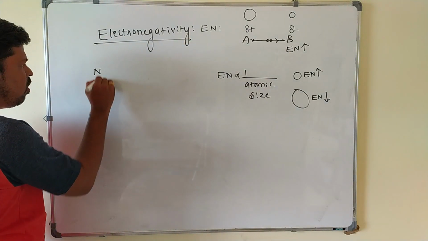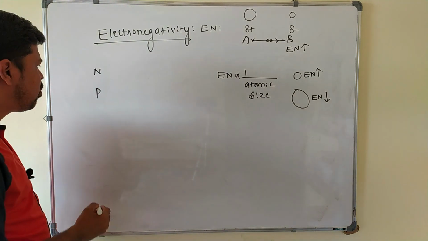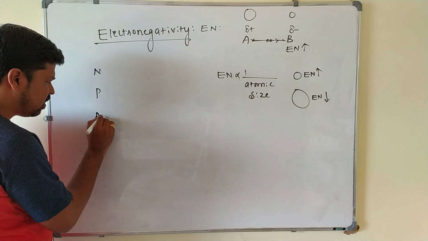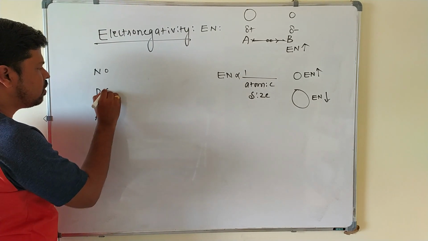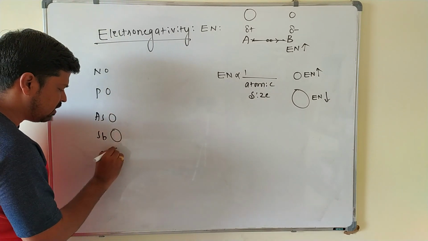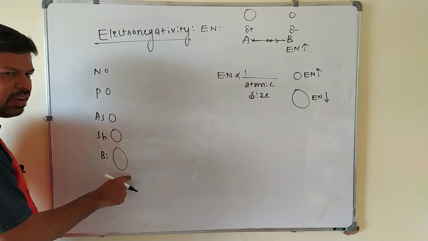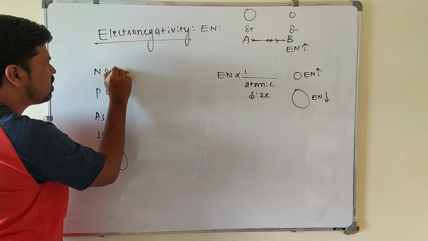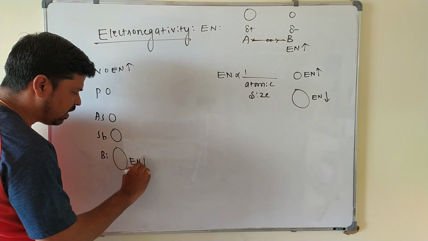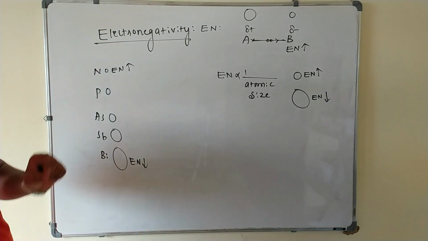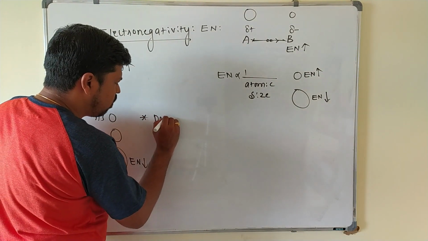Now we will discuss the variation of electronegativity in group 15. In group 15, we already know that from nitrogen to bismuth there is an increase in the atomic size: nitrogen, phosphorus, arsenic, antimony, and then bismuth. Down the group, atomic size increases, so electronegativity decreases, because for a small size atom electronegativity is high, and for a large size atom electronegativity is low.